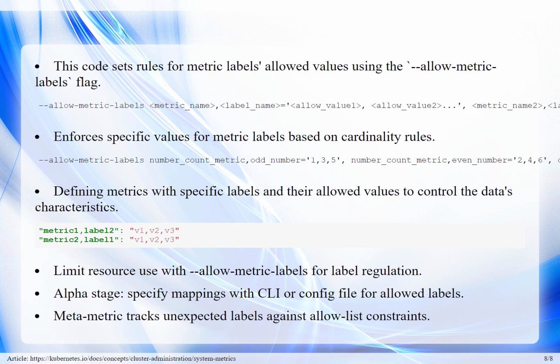Unexpected categorization during cardinality enforcement is tracked by a meta metric, ensuring only permitted label values are used as per allow list constraints.